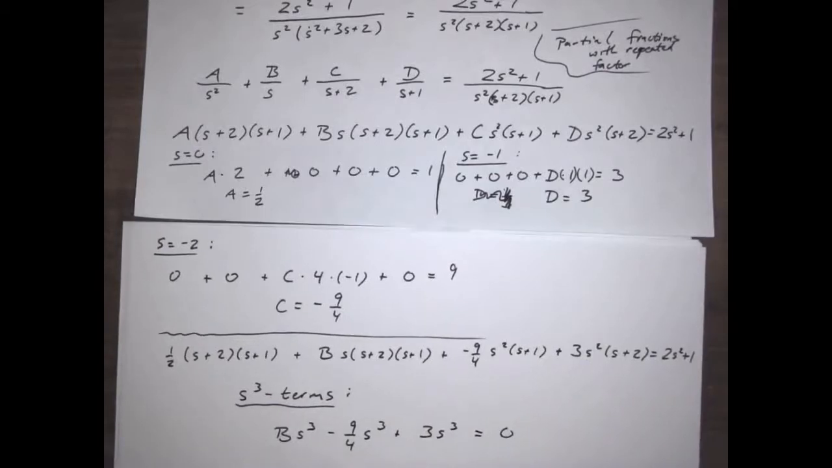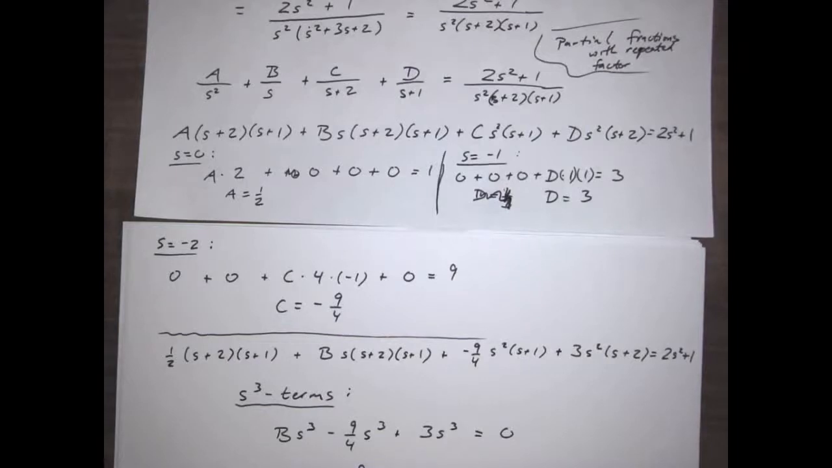So what that means is B is going to equal, add 9/4, subtract 3, and 9/4 minus 3. So 3 is the same as 12/4. So this is going to be negative 9/4 minus 12/4, which is minus 3/4.